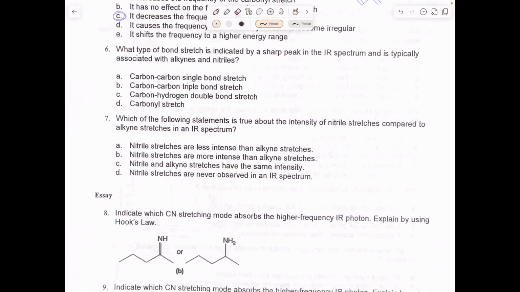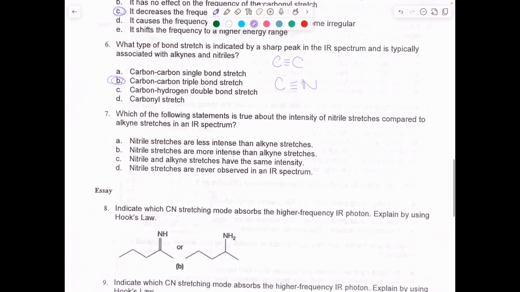So for number 6, what type of bond stretch is indicated by a sharp peak in the IR spectrum and is typically associated with alkynes and nitriles? So alkynes, you have this C triple bonded to another C, and then nitriles, you have a carbon triple bonded to a nitrogen. So for both of these, they present pretty much like a carbon-carbon triple bond stretch. And that's because the nitrogen is close enough in mass to the carbon that it appears around the same wave number. So the answer to this one would be B.